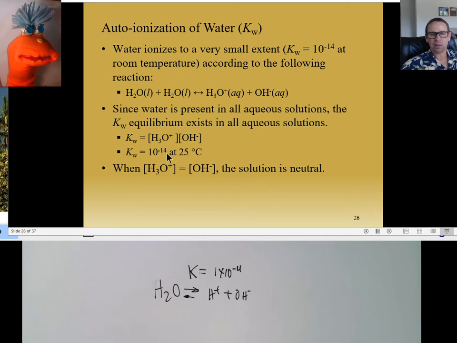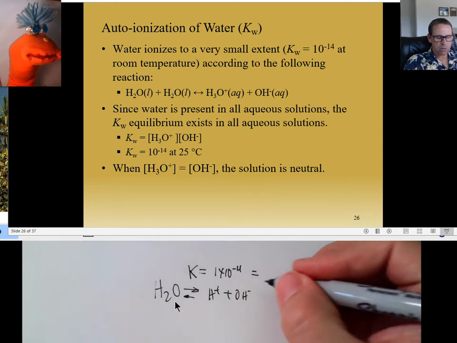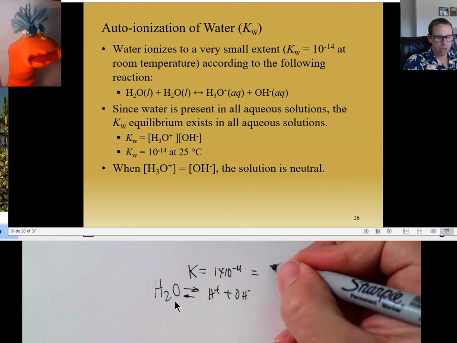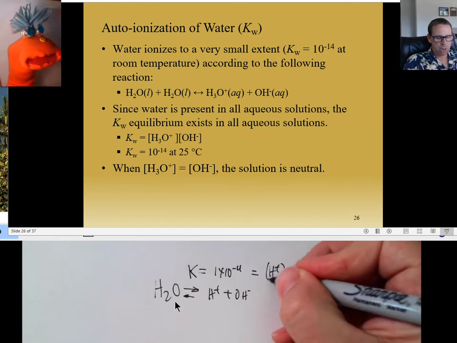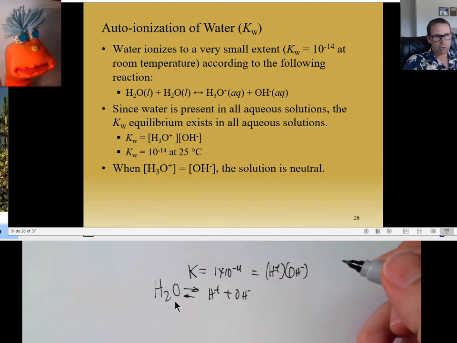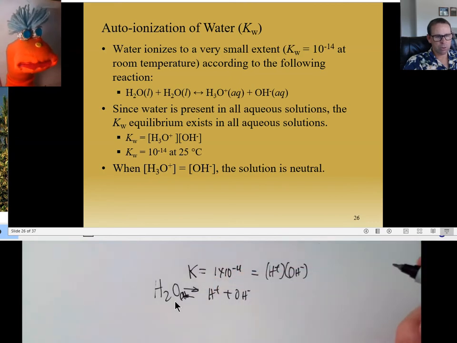What is the equilibrium statement for this reaction? What is the mass action expression? I can't remember what that means. Remember how we said that K equals, in this scenario, the products over the reactant? Oh, yeah, okay. So H plus times the concentration of the hydroxide ion over the concentration of water. Now, do we include the water? This is a liquid, right? Oh, yeah, okay. So we don't include the water.